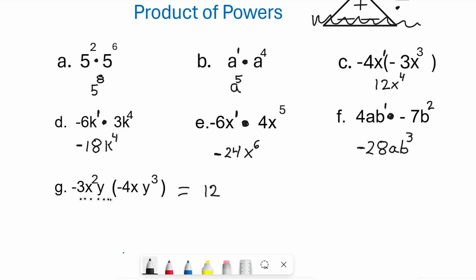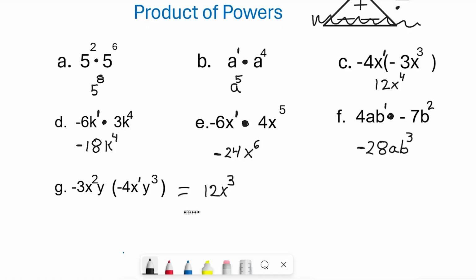Okay? Then multiply x squared times x. But if you don't see the exponent, it is going to be 1. Nothing will happen to the base. The base is going to be x. To get the answer, what you're going to do is add the two exponents. So you're going to be adding 2 plus 1. That's how you're going to get 3.